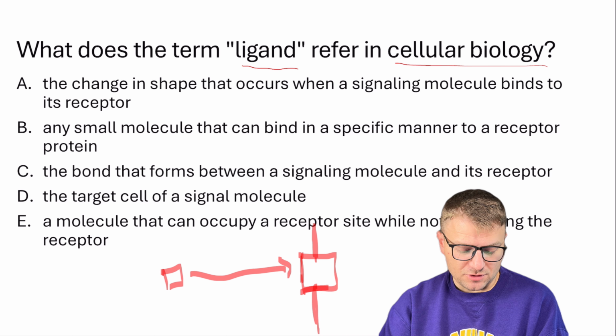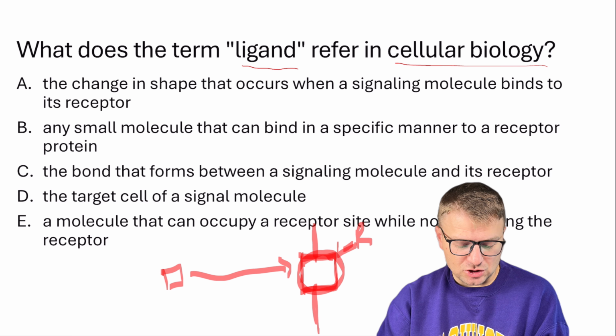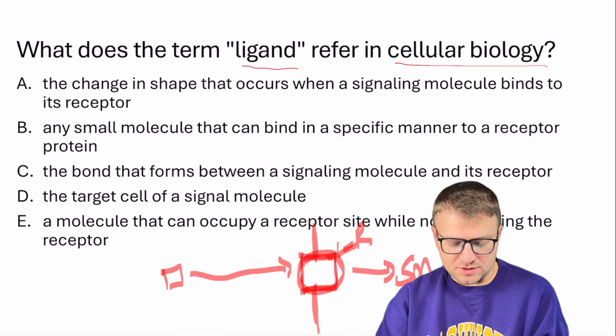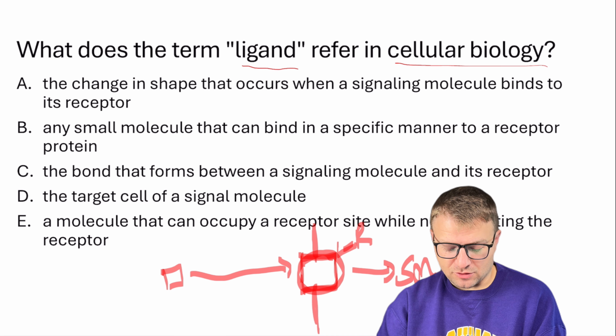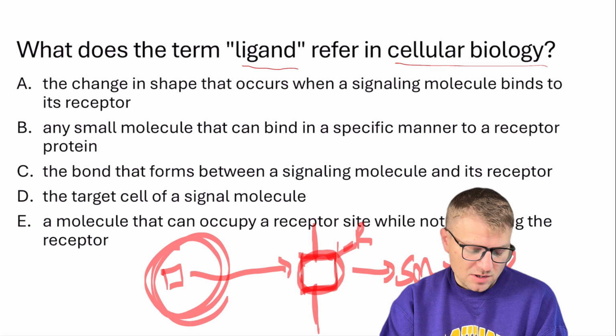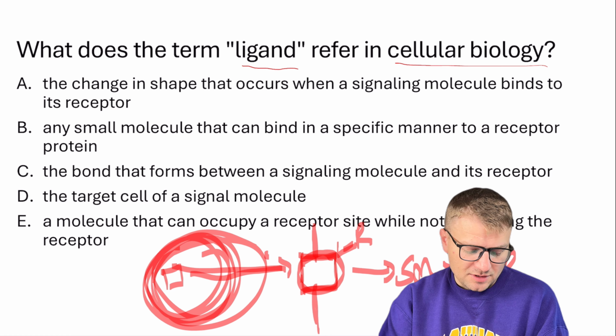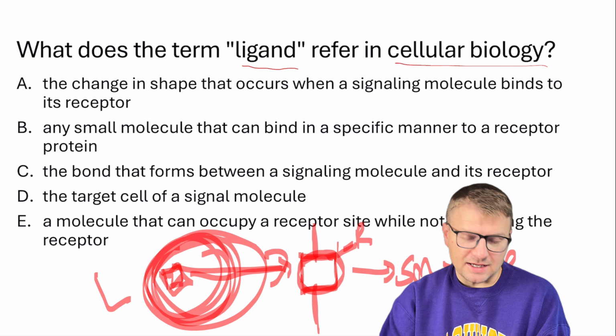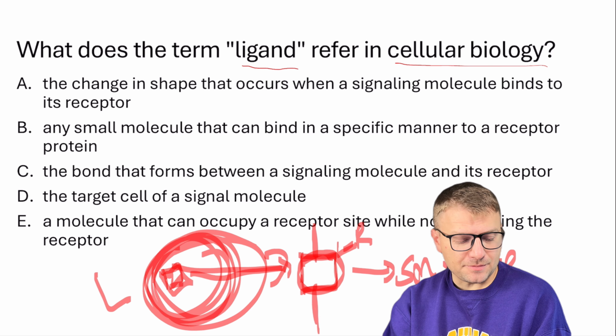Now, they typically bind with a protein called a receptor. These receptors will change shape, relay the message inwards to set our secondary messengers, and then create some cellular response. But this molecule in this interaction is known as a ligand. So let's see if we can find that in our answer.